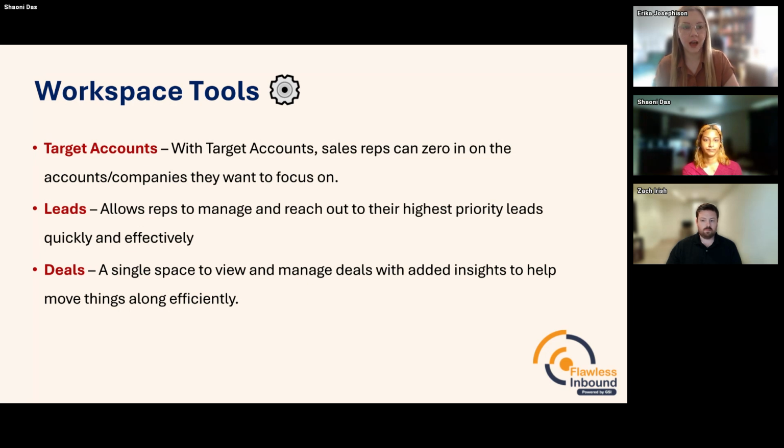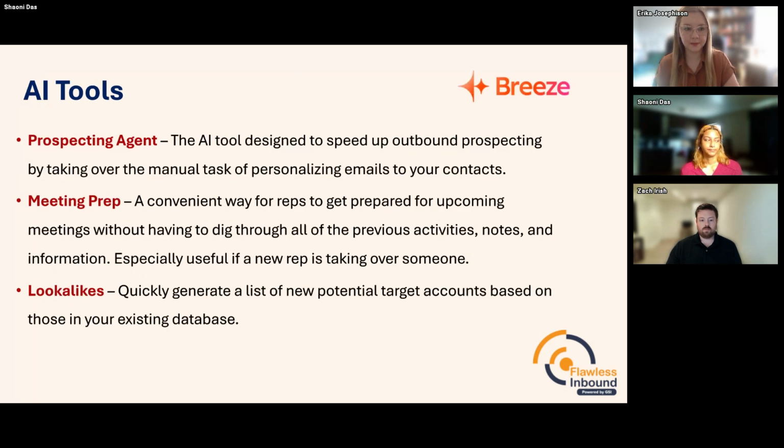And then on the next slide, we're also going to demo some AI tools. So we're going to be demoing the prospecting agent. This is an AI tool designed to speed up outbound prospecting by taking over some of that manual outreach and that early email activity. We're going to look at meeting prep. It's a convenient way for your sales reps to get prepared for upcoming meetings without having to manually dig through all of the records and the previous activities. Especially this is useful when you have a new rep taking over, or maybe you have a BDR and they're sending the meeting to a rep. So that is a useful place for that tool.